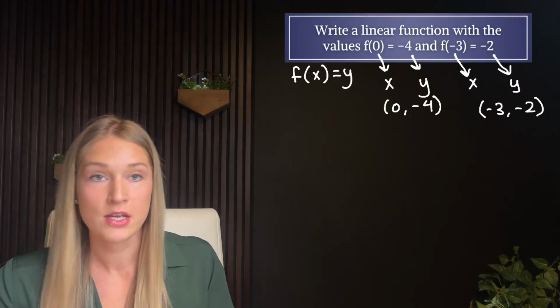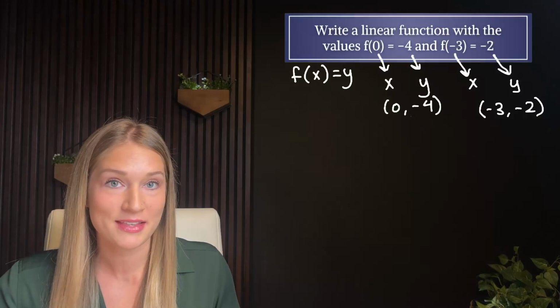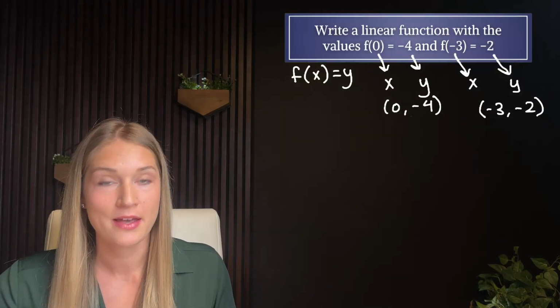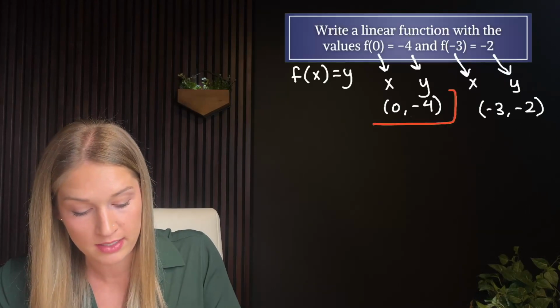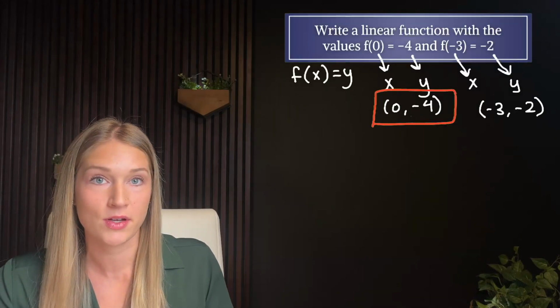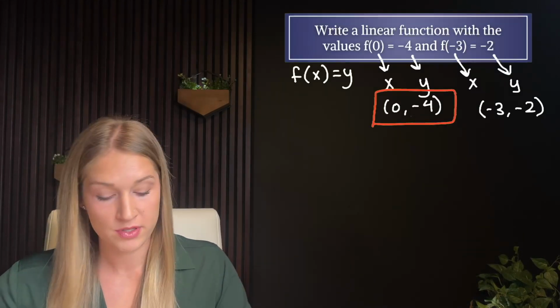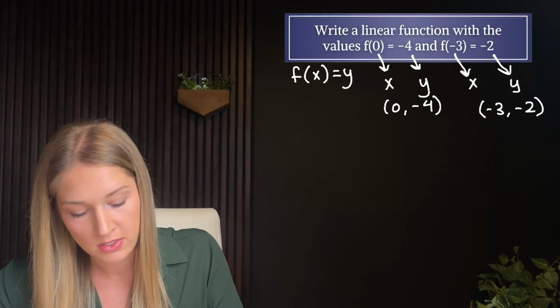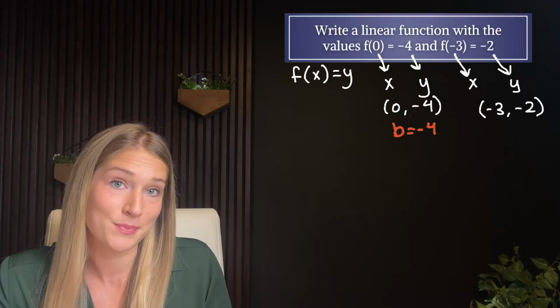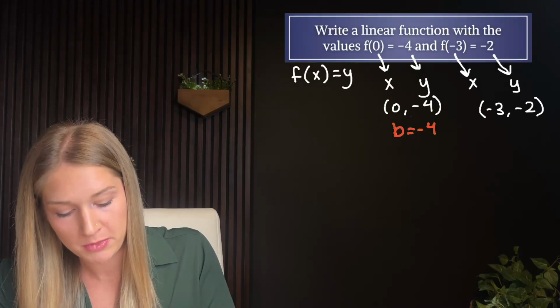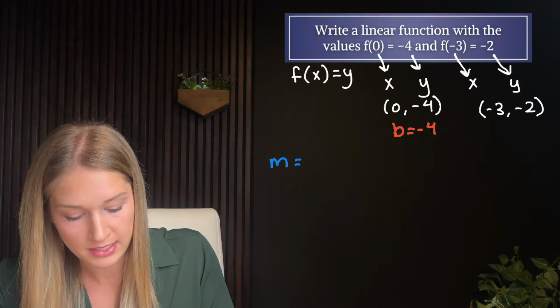negative 2. So I'm going to go through and do the same thing that we did on the last example. I know my b value automatically because looking at this point right here, the x value is 0. So that means that the -4 that's with that is my b value. So this b is -4. But now I need to find my slope. So I pull up my slope formula, and I will go ahead and calculate.